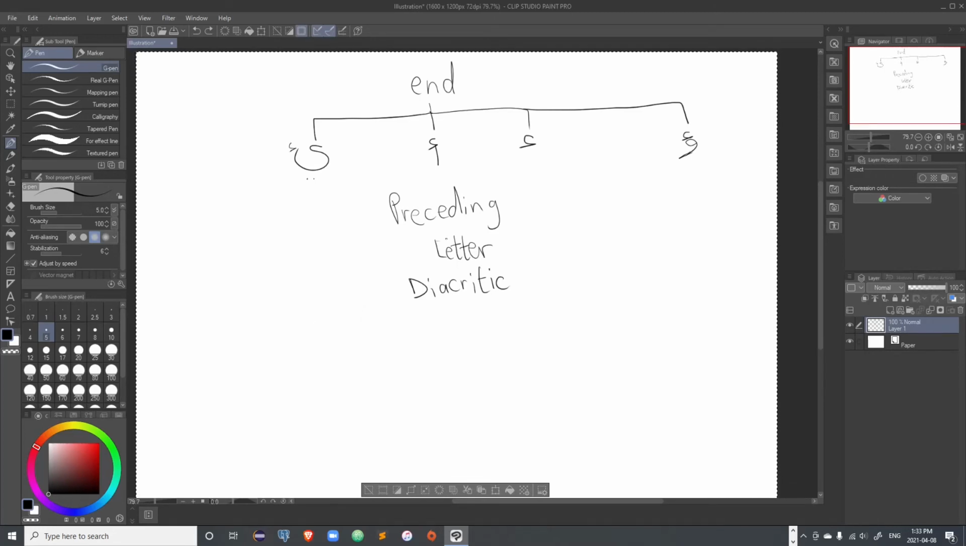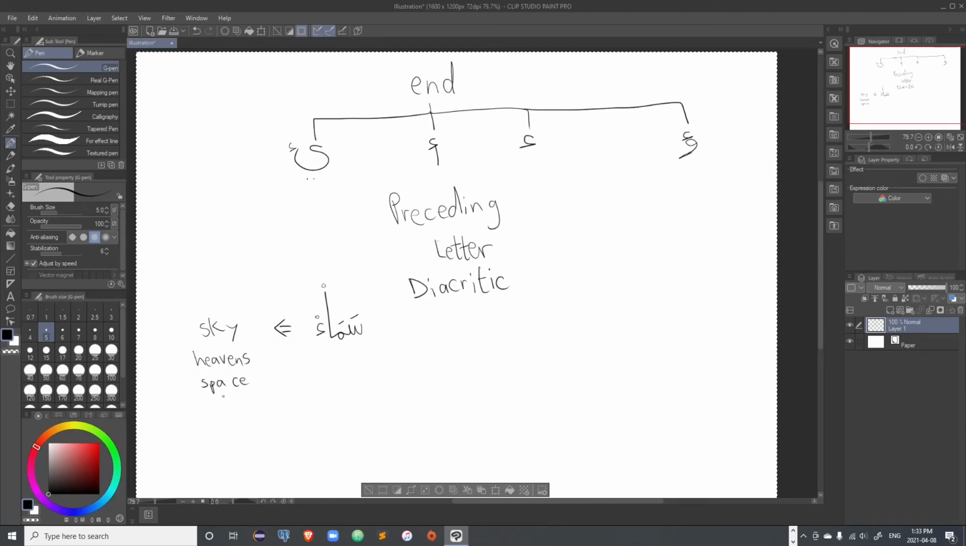Now, with regards to the preceding letter diacritic, let us take a very common word called sama'. Sama' has multiple meanings. It could be sama', because I will cover that later. Sama' could mean sky. It could mean heavens. And it could also mean space, depending on the context.